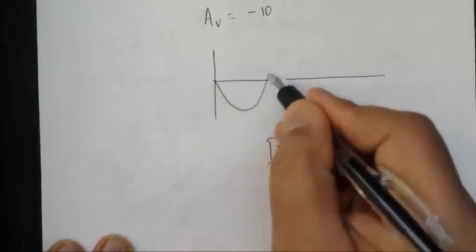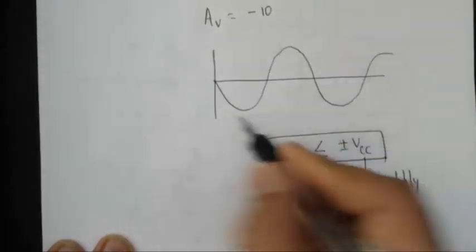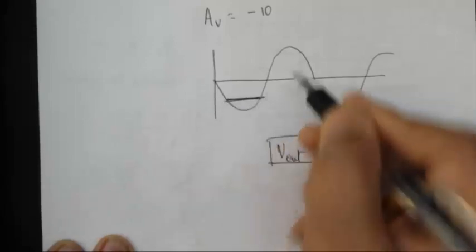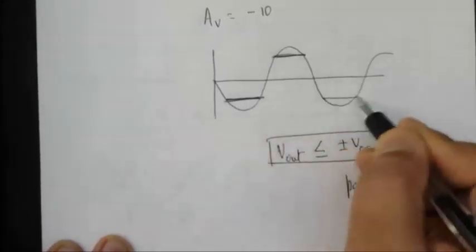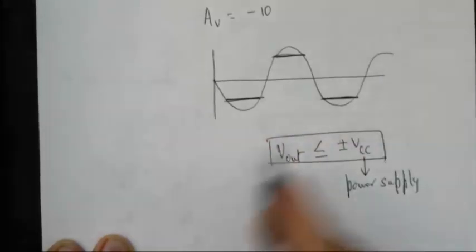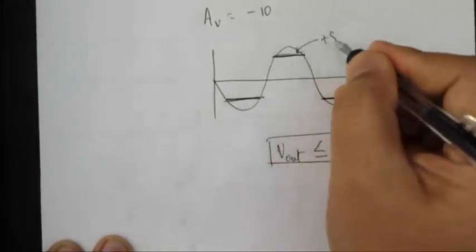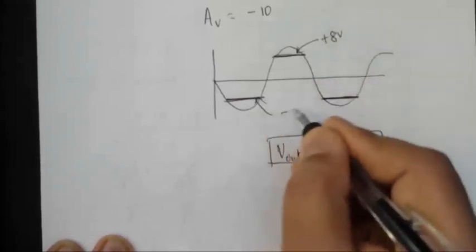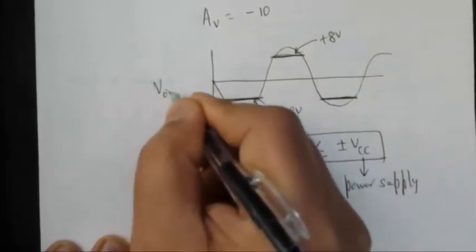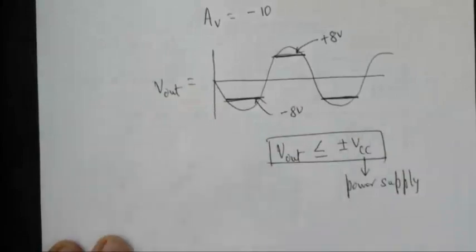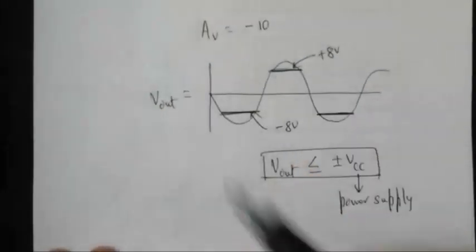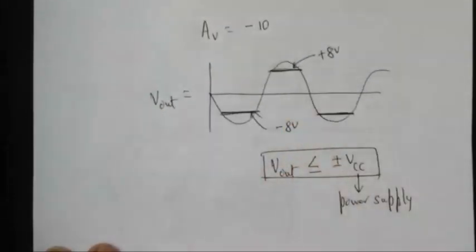It will try to swing, but it will saturate. This will cut off at plus and minus 8 volts. So your output will be cut off. This is positive 8 volts, this is negative 8 volts. So if you check on the scope, it will look something like that.